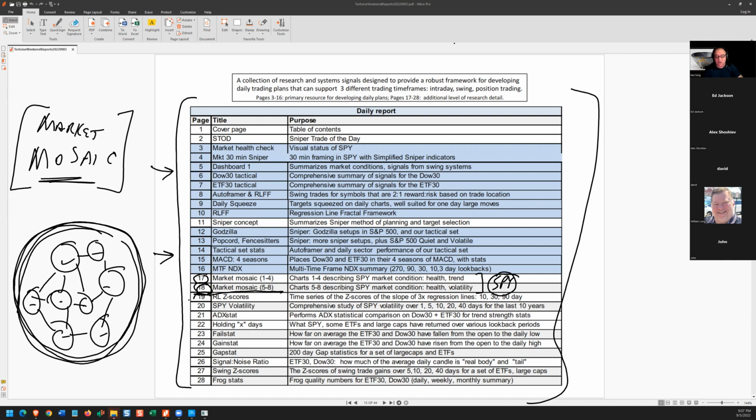The same with 19 and 20, Z-scores and volatility. So we'll get to those when we get to those. So far, so good.